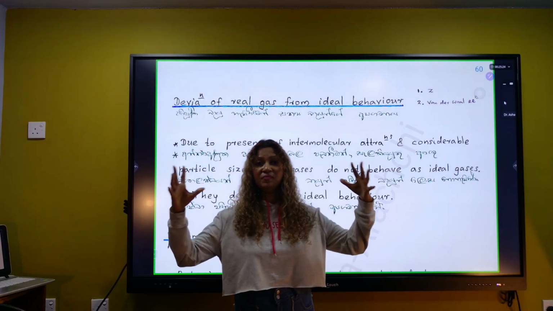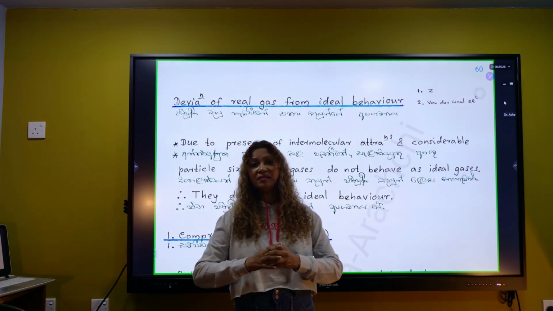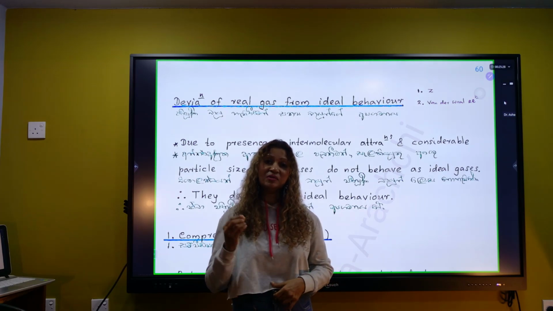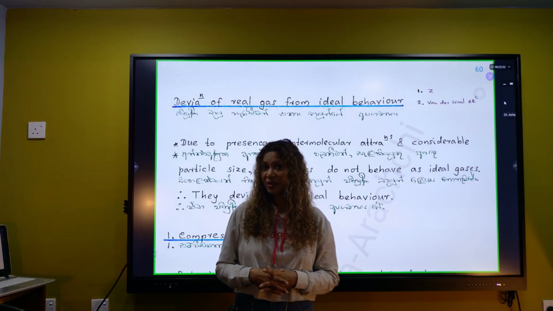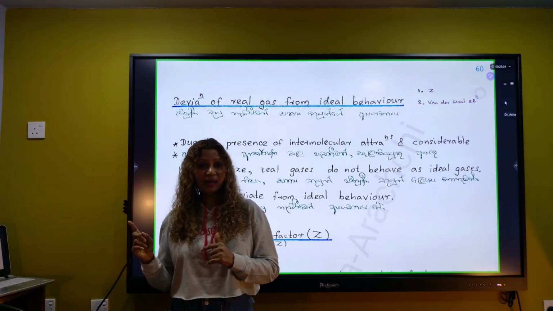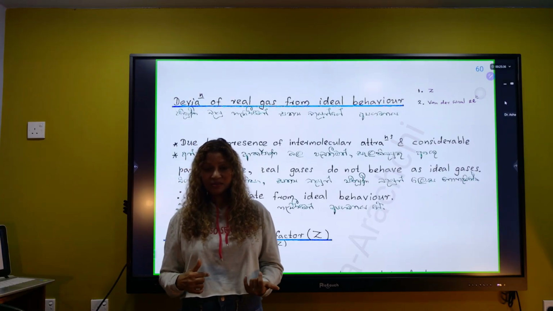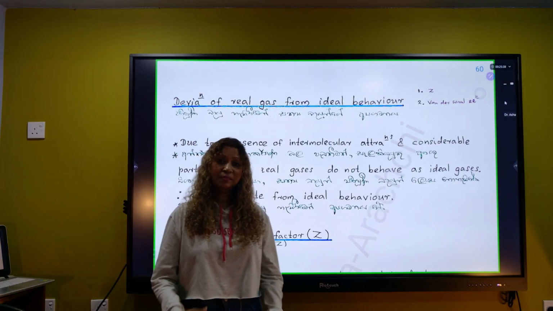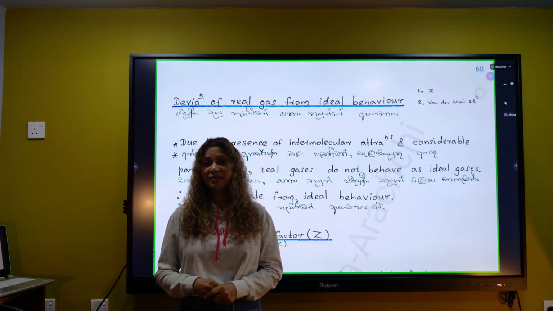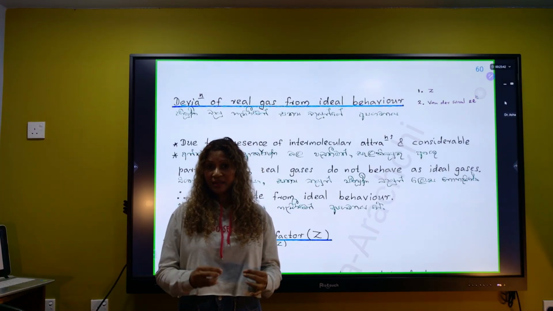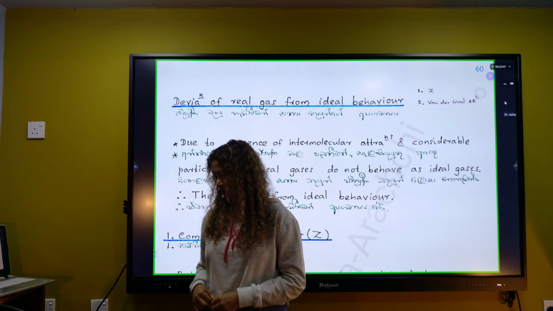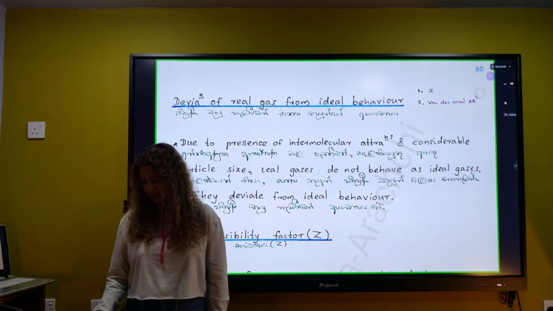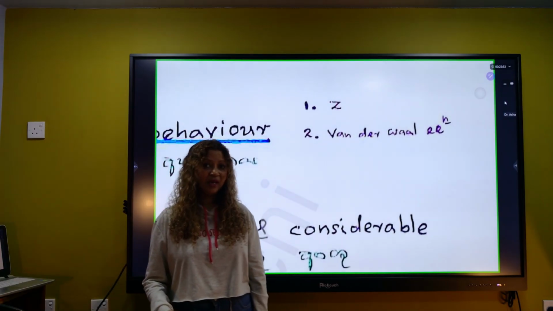And even when the volume is larger, the particle size becomes smaller compared to the size of the container. So using those two methods, we can convert real gas into ideal gas. They have proposed two different methods to understand the ideal behavior of real gases. For that, there are two different criteria they use to understand the behavior of real gases.